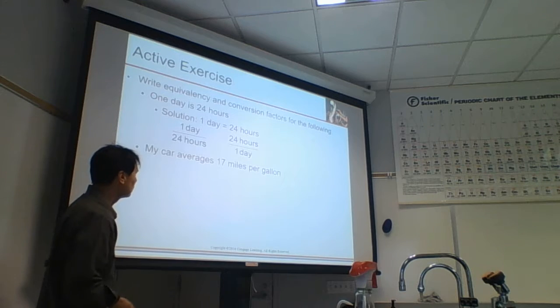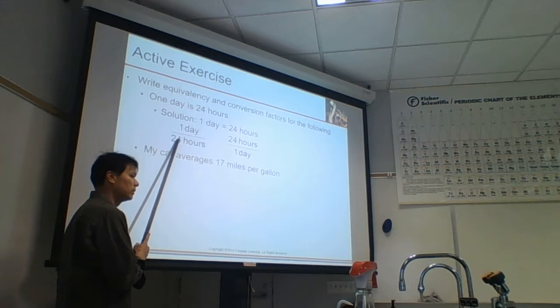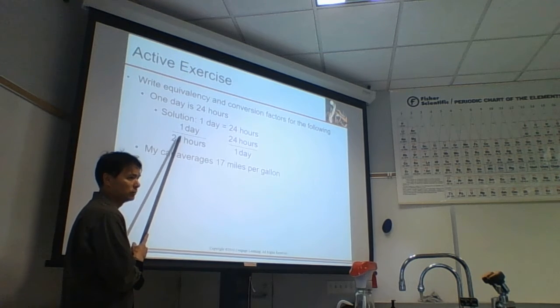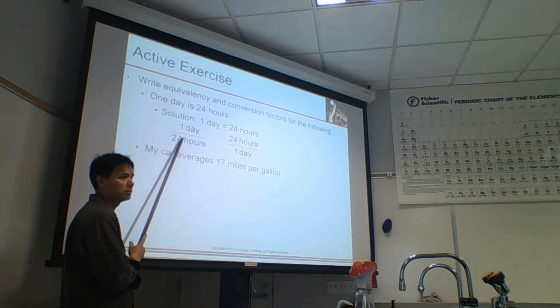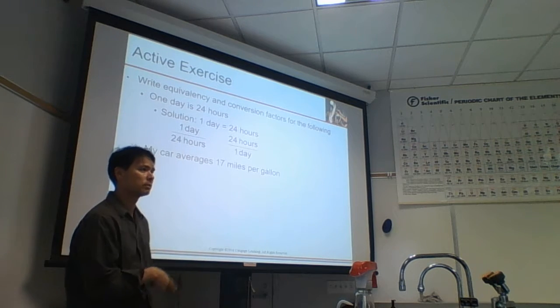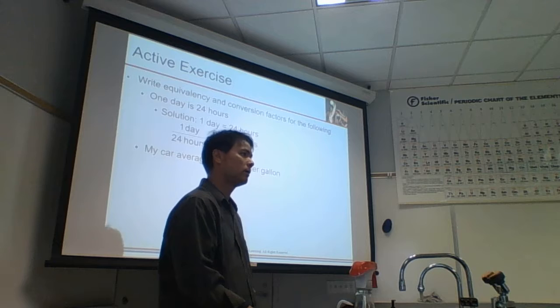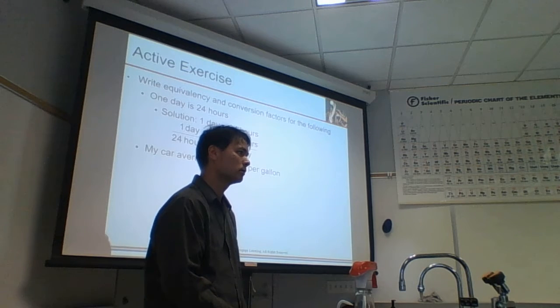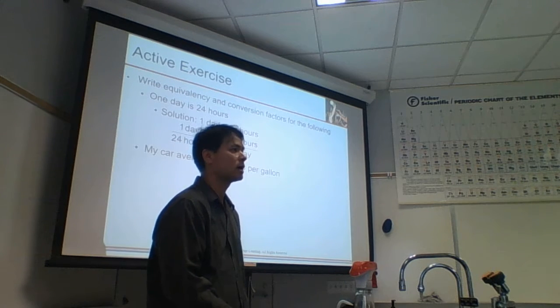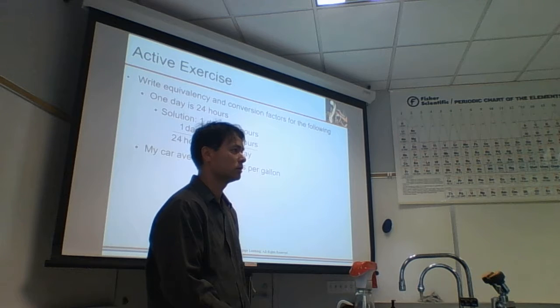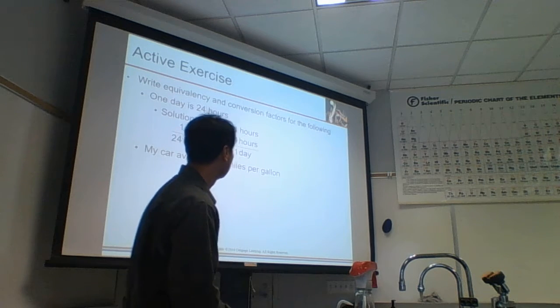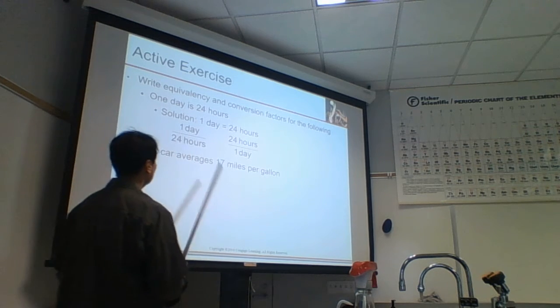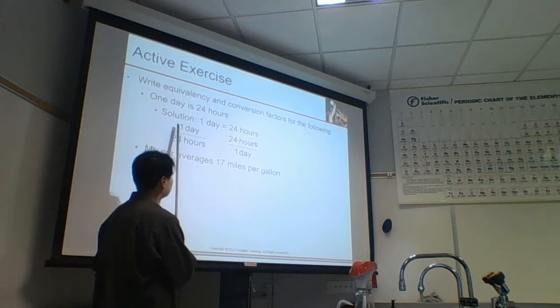Now, this is something that we call an exact equivalency or exact conversion factor. I'm going to start calling this an exact conversion factor because how many hours are there in a day? There's exactly 24 hours. That's the definition. Although the days might be getting longer or shorter. But here, this is exact.